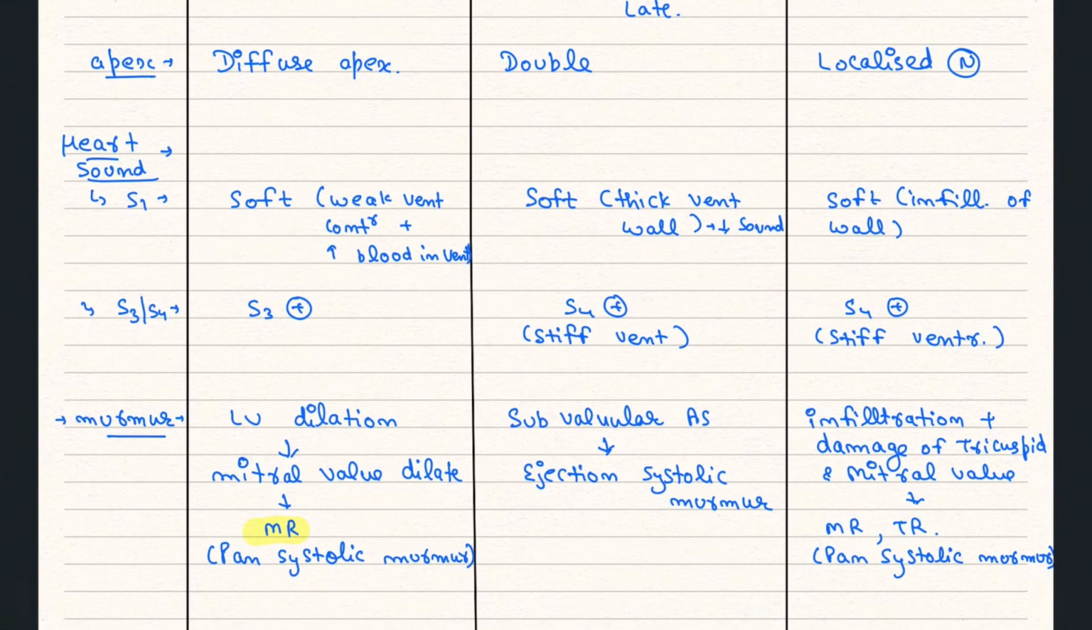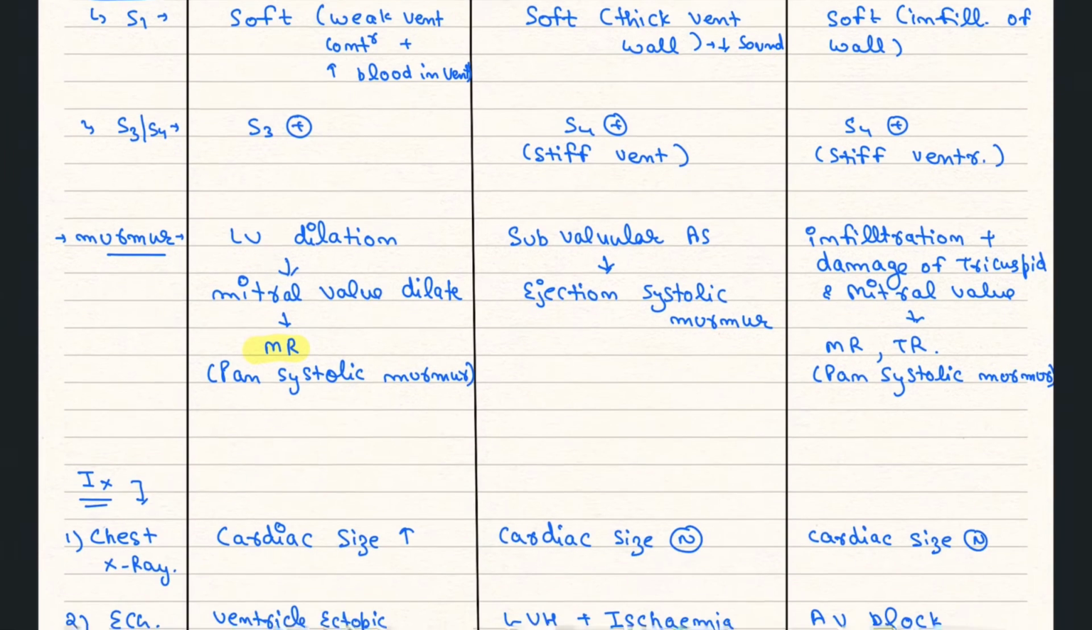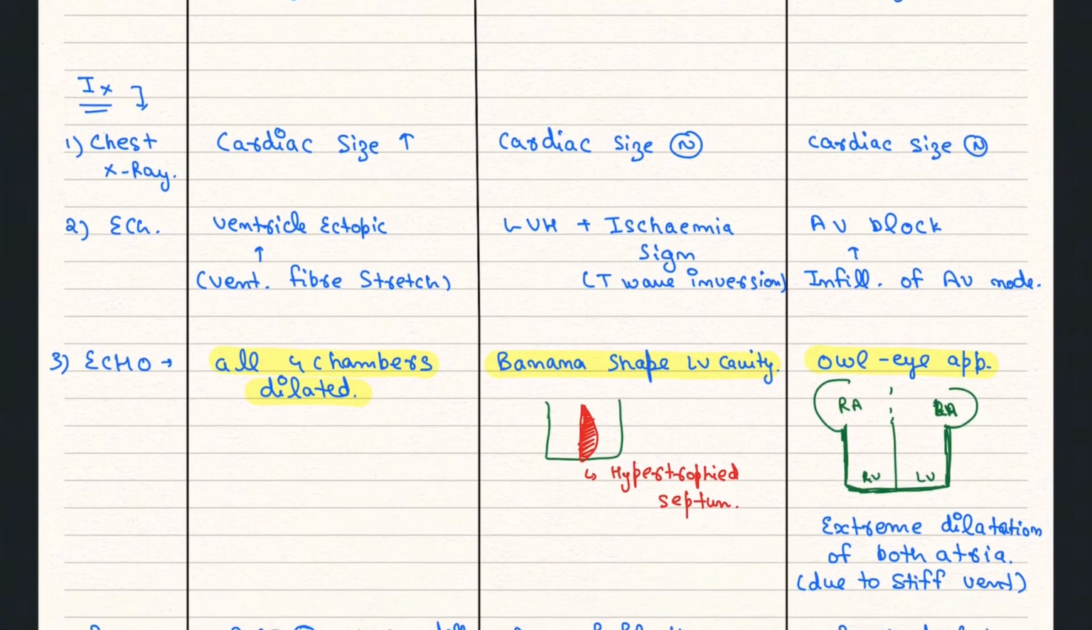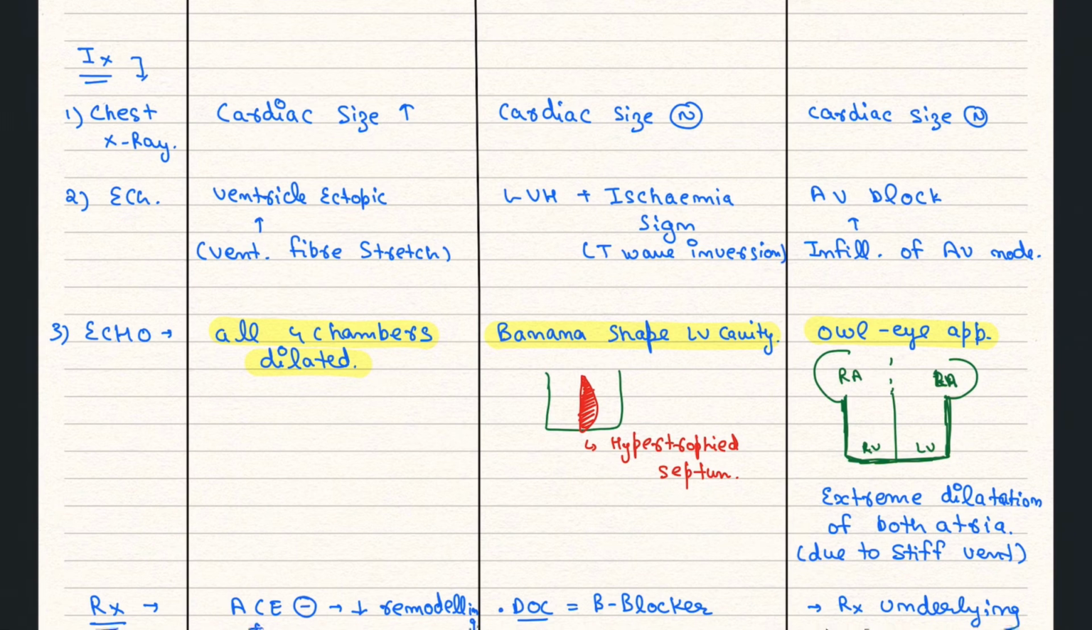Okay, in heart sounds, S1 will be soft and S3 is present in dilated, while in hypertrophic S4 is present and in restrictive S4 is present. Okay, in murmur, in dilated it is pansystolic murmur, while in hypertrophic it is ejection systolic murmur, and in restrictive pansystolic murmur. So the investigations we will do are chest X-ray, ECG and echo.